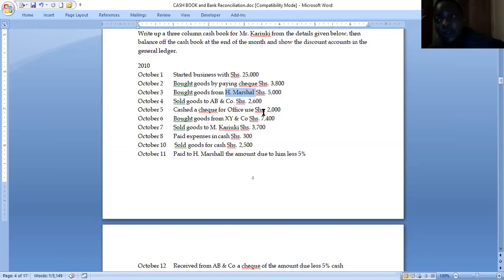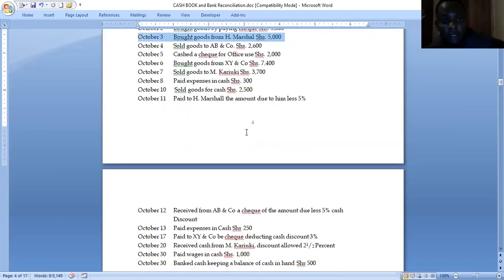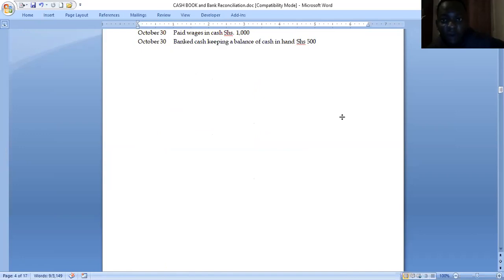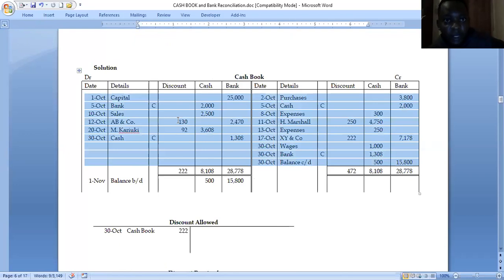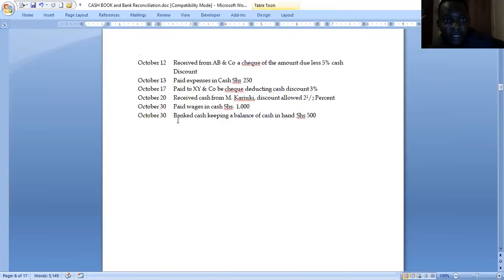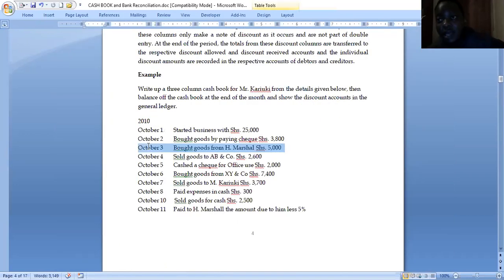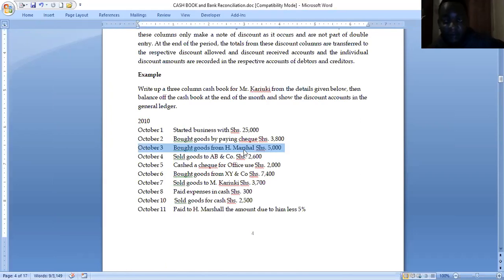So there is no cash or bank. So as such, this transaction will not enter anywhere in the cash book. When I look at our cash book, there's no entry for that transaction. This transaction will only be entered in purchases account and H Marshall's account. So it will not go to the cash book. Please note that. So no cash book entry for this transaction.